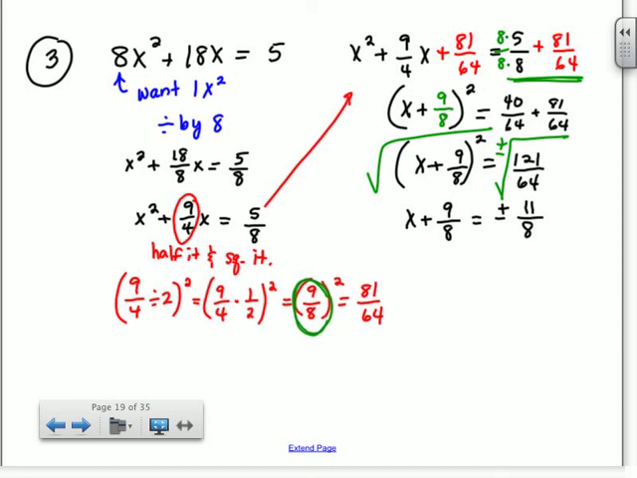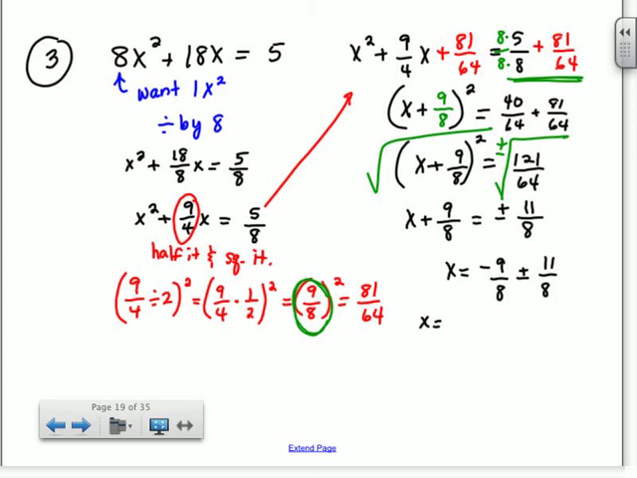And really the biggest error I see people make on these problems is at this point right here. You have x plus 9 over 8, so a lot of people will just solve it and say, okay, well x equals 9 over 8 plus or minus 11 over 8. But you guys see my error? Yeah, you need to subtract the 9 over 8 over. You need to do the opposite sign. So make sure that's the opposite sign of what it was before.